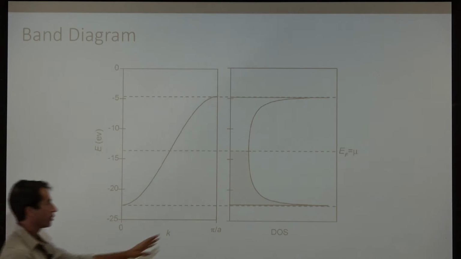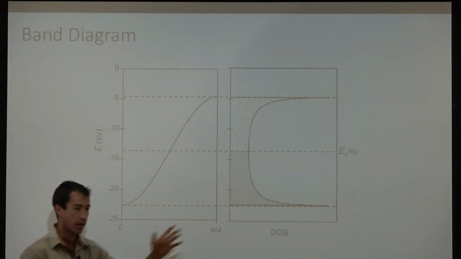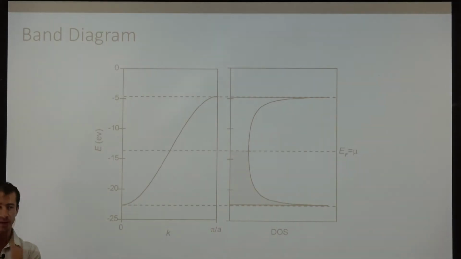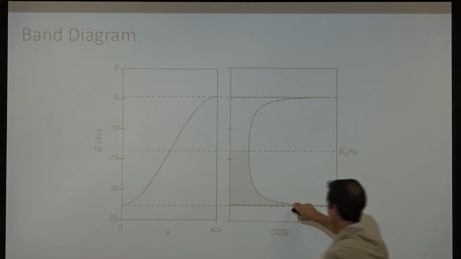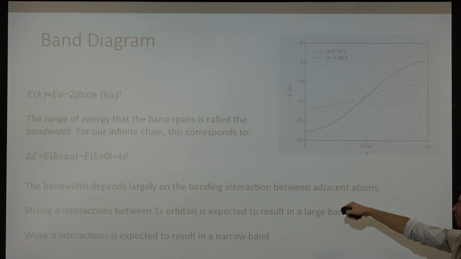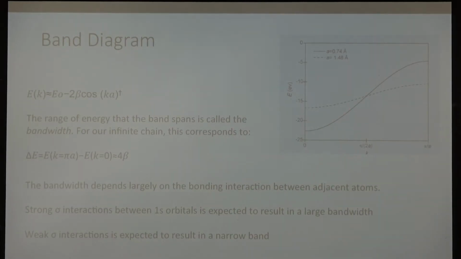So what would this look like then if we changed our bond length? What would this look like for these two states?